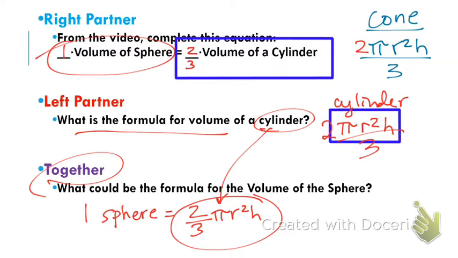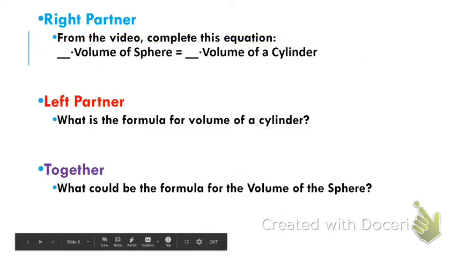Okay, so if you actually look up the formula of a sphere on the internet, you would see it as 4/3 pi r cubed, right? It's the exact same thing as this, and I can try to explain that later. But once we get to an example, it'll make more sense. Okay, let's go to the next slide.